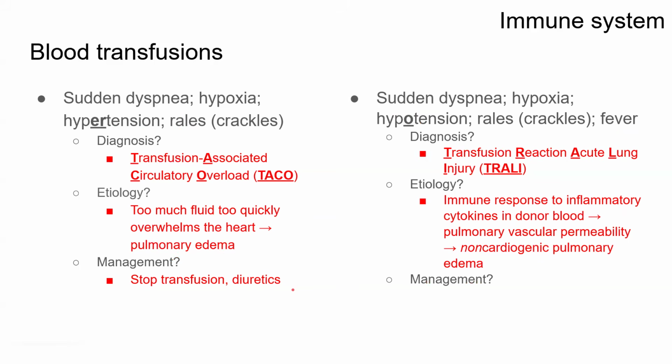Okay. And then, of course, the management of this reaction, TRALI, as we've seen before: stop the transfusion. You don't need to give diuretics because, again, it's not because of fluid overload. Otherwise, it's supportive care. So diuretics for TACO and then supportive care for TRALI.